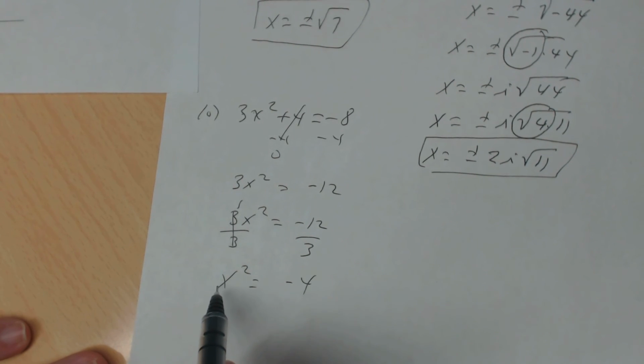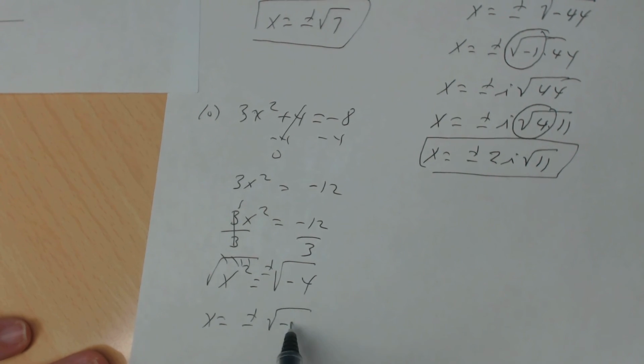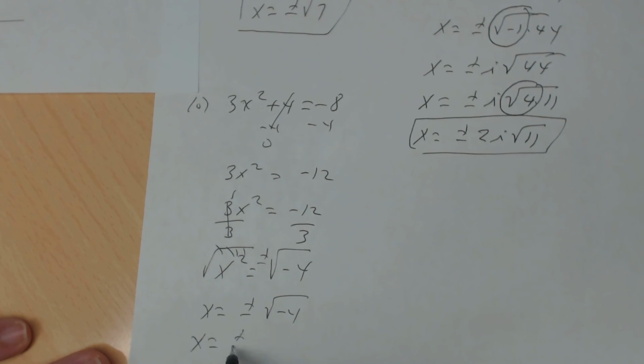So again, I'm trying to get x by itself. Right now I'm squaring x. The opposite of squaring is to take the square root of both sides. Don't forget the plus or minus though. The square and the square root undo each other. So x equal plus or minus the square root of negative 4. Now, you can skip some of these steps, but hopefully you know that the square root of negative 4 is 2i. If you didn't, you would have to say negative 1 times 4. The square root of negative 1 is i. That's how we define the square root of negative 1.